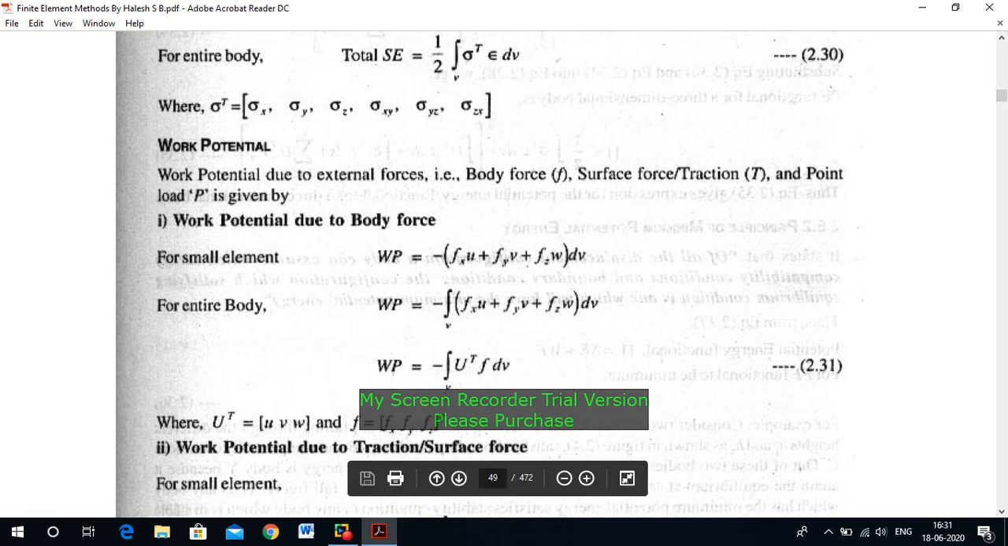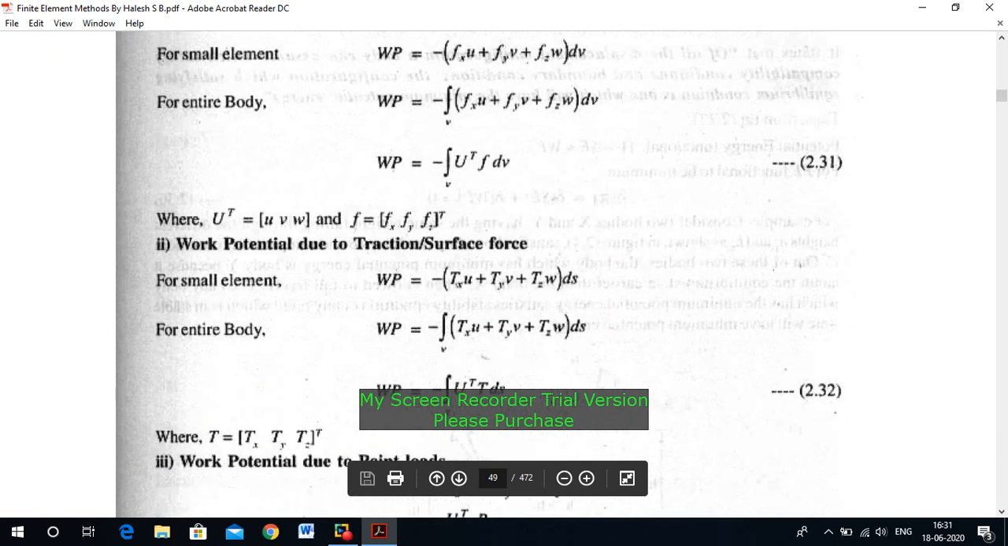Therefore, work potential due to body force for the entire body is equal to minus integration over V of U transpose F into dV, where U transpose is U, V, W, and F is the force vector, and this is the displacement vector for body work potential due to body force, and F is the body force that is in x, y and z direction.